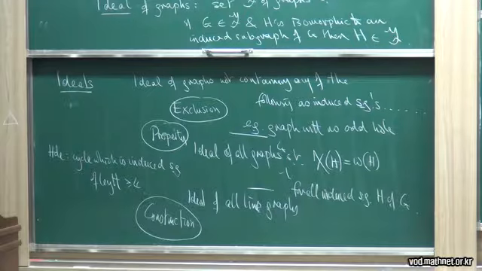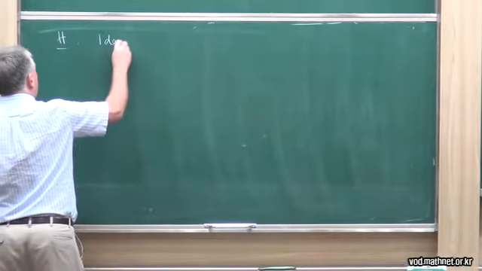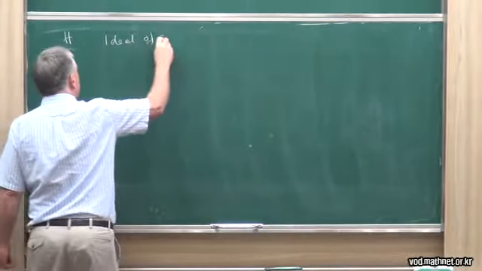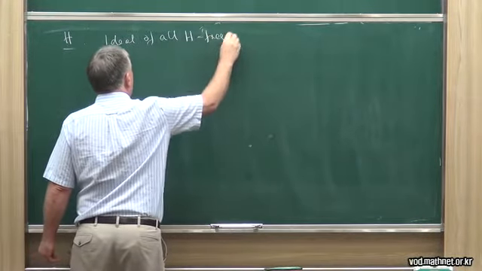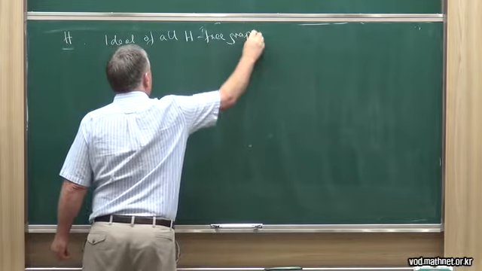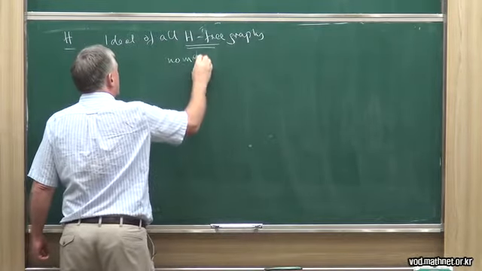Anyway, let's start at the bottom. Let's fix a graph H, and let's look at the ideal of all graphs not containing H. H-free graphs. H-free means no induced subgraph isomorphic to H.